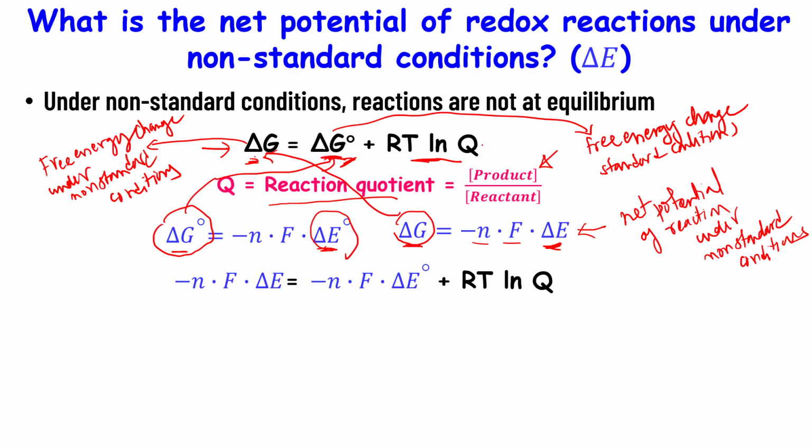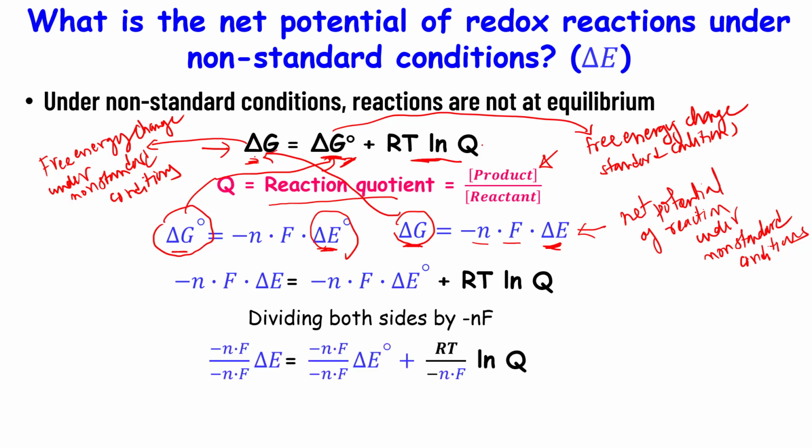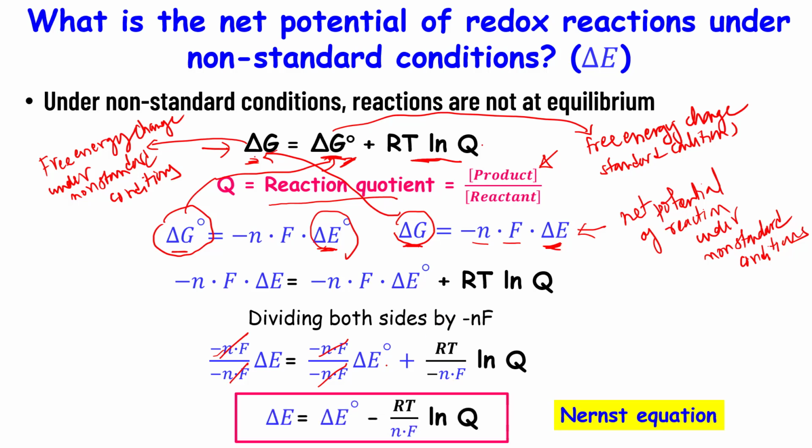Now I'm going to simplify this by dividing the whole equation by negative NF. I'm going to divide on both sides by negative NF. When I divide it, you can see that I have negative NF, this term divided by negative NF, so I can cross this out, I can divide this term by negative NF, I can cross this out, but I'm left with RT over negative NF over here. So I can further simplify this. When I simplify this, this is how this equation is going to look. And we're going to end up with delta E equals delta E naught. And because it's RT over negative NF, this negative sign goes from here to here. It replaces that positive sign. So we end up with RT over NF times ln of Q. This particular equation that we are writing down here is called the Nernst equation.